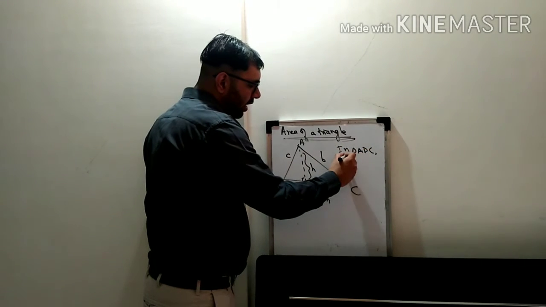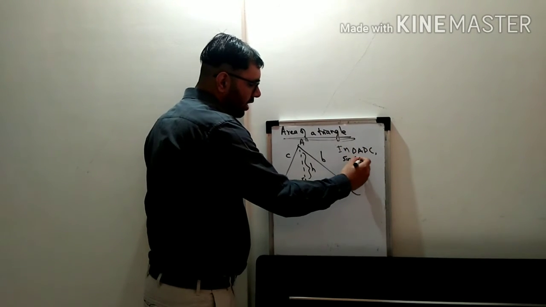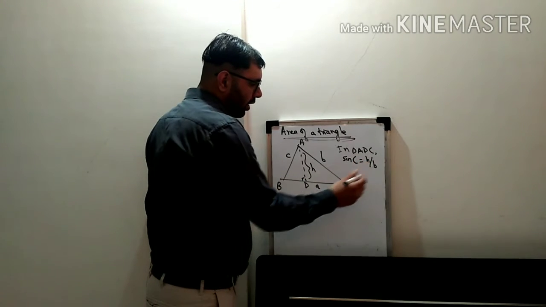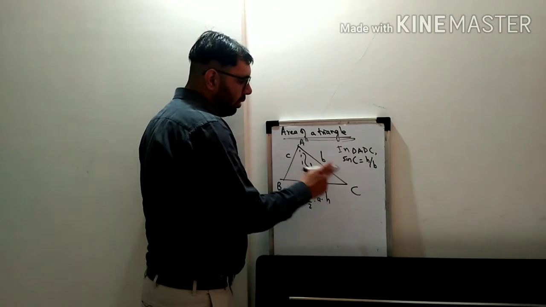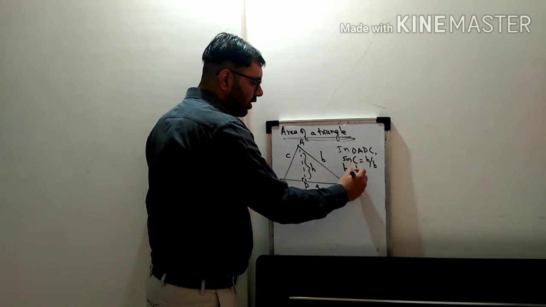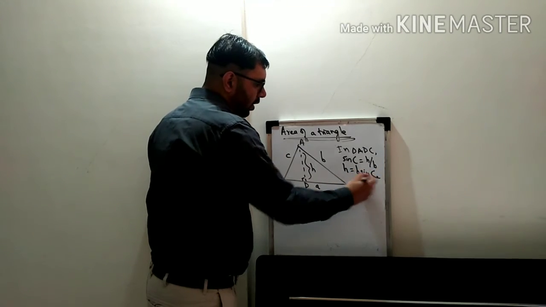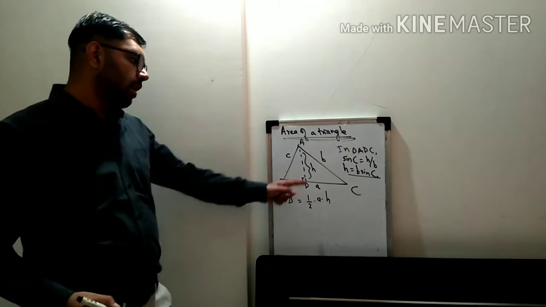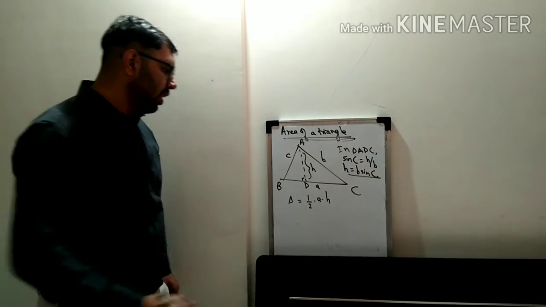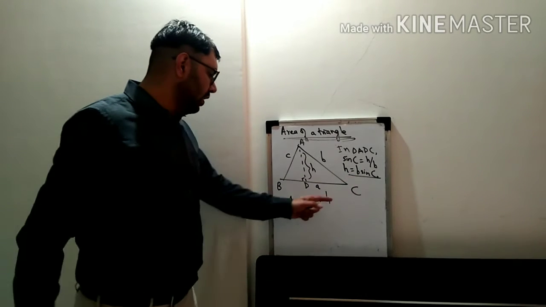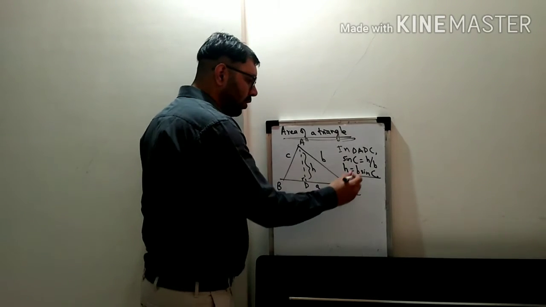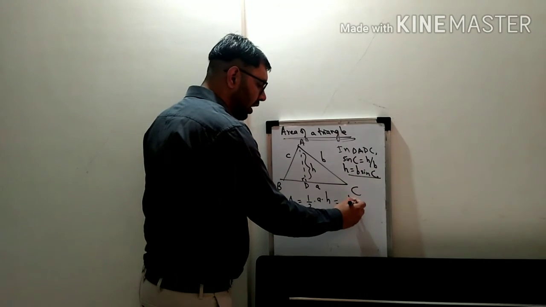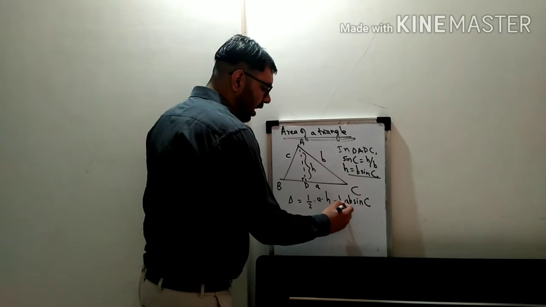So in triangle ADC, if I am applying trigonometry, sin C will be equal to H by B, which means H is equal to B sin C. Now you substitute this value of H in this. So if I substitute this value of H, we will get AB sin C and then half will come here.